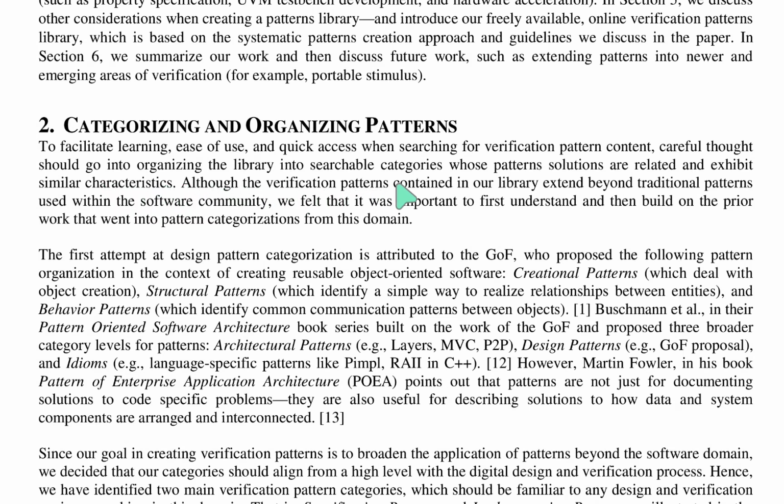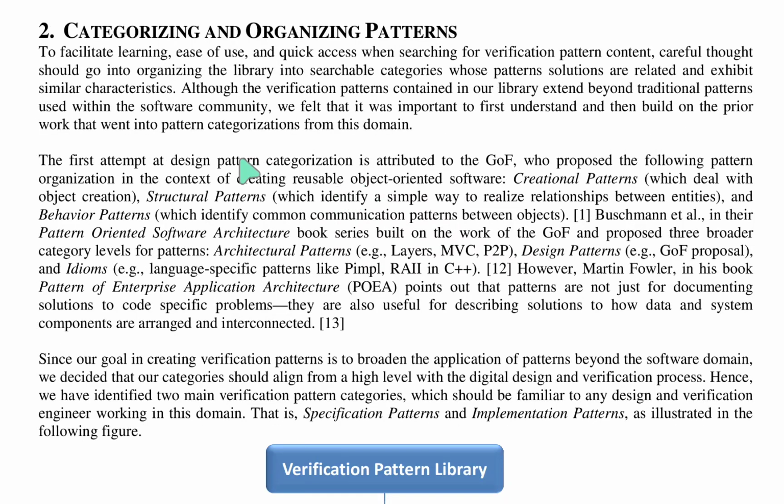Although the verification patterns contained in our library extend beyond the traditional patterns used within the software community, we felt it was important to first understand and build on the prior work and pattern categorizations from this domain. The first attempt at design pattern categorization is attributed to the GOF, who proposed the following pattern organization in the context of creating reusable object-oriented software.